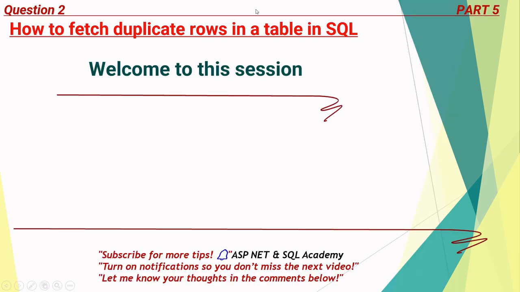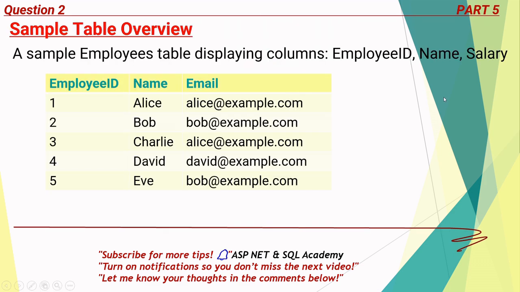Hello everyone, welcome to this session. In this, we will learn how to fetch duplicate rows in a table using SQL. Identifying duplicates is crucial for data integrity and cleanup. Let us get started. Here is a sample employees table. Notice that Alice and Bob have duplicate emails. We want to find these duplicate rows based on the email column.